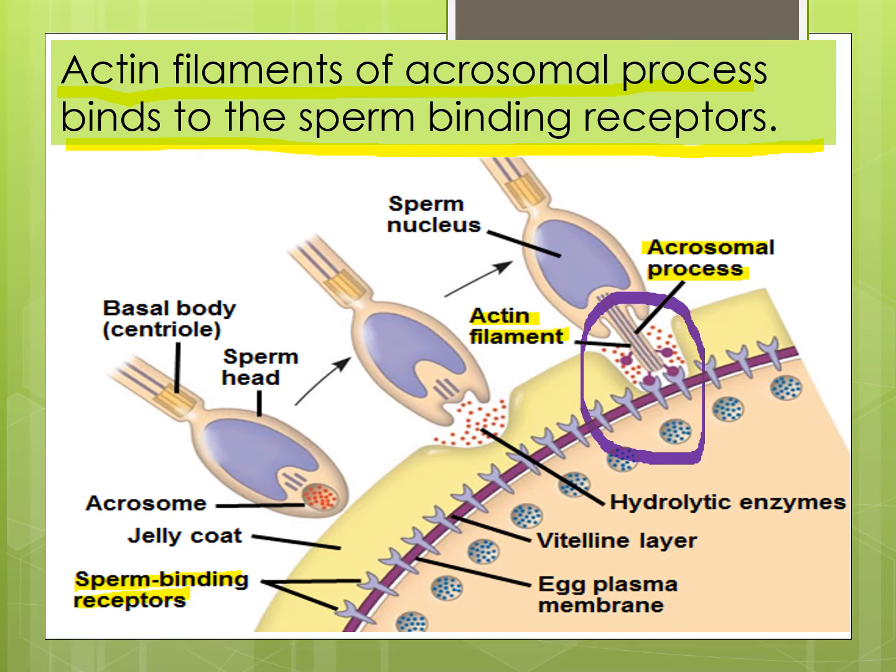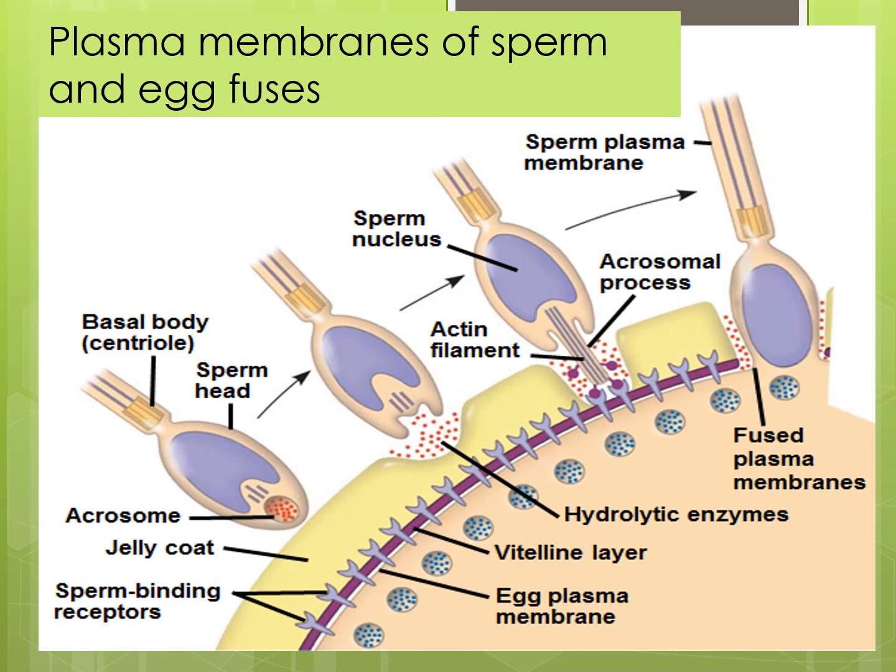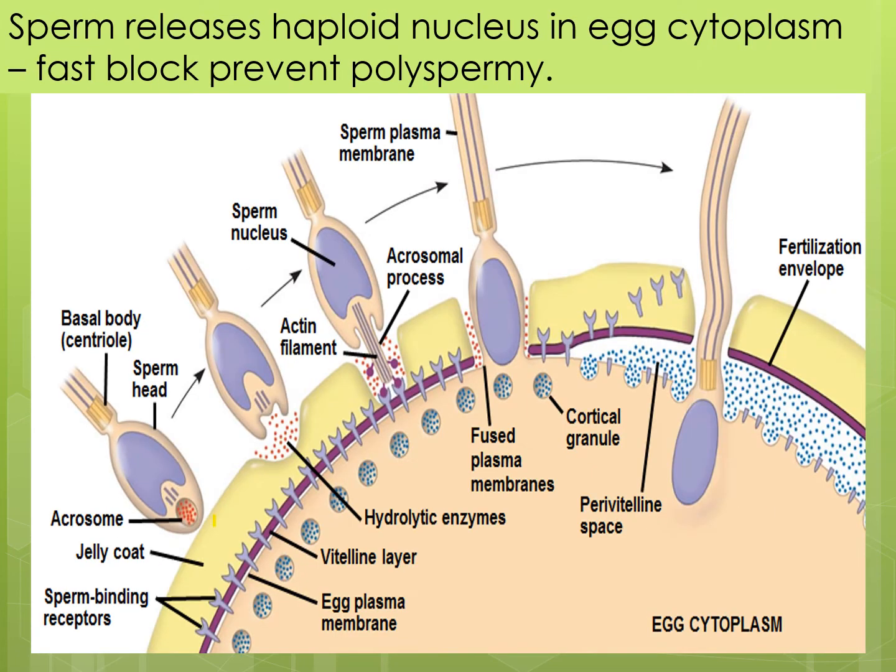And what happens after this? We see that the plasma membrane of your sperm cell and your egg cell fuse. So there's a unification between the cell membranes of your gametes. And at this point, the haploid nucleus of your sperm cell will then be released into the cytoplasm of your egg cell. And this sets up a fast block to polyspermy.